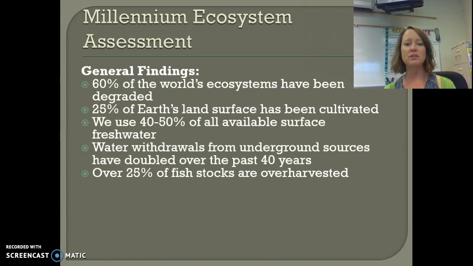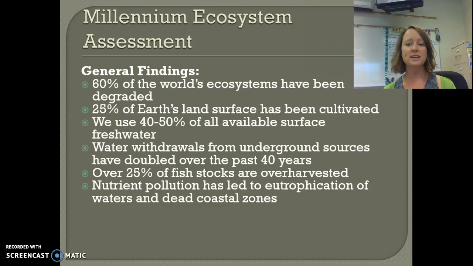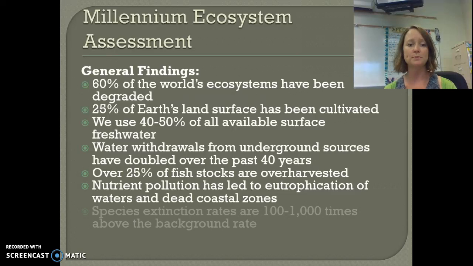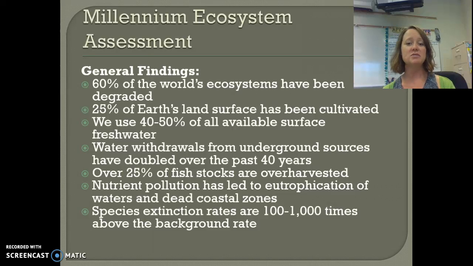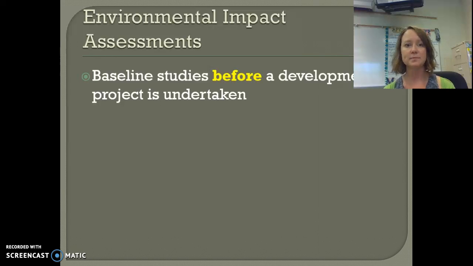Over 25% of our fish stocks are overharvested. Nutrient pollution has led to eutrophication, which has created dead coastal zones. So not only are we overfishing, but we are polluting our water to the extent that we have dead zones where no fish are available. Species extinction rates are anywhere from 100 to 1,000 times above the background rate, and most of that is due to degradation of ecosystems and habitats.